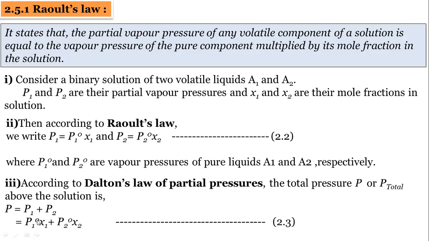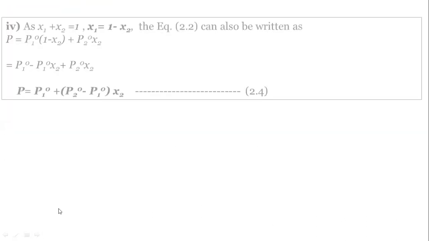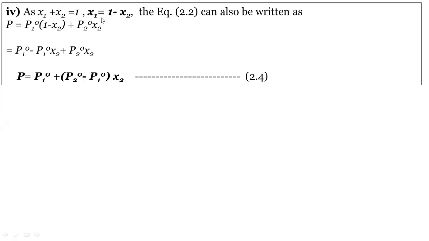Here in this equation, we are going to put this value: P naught 1 x1 plus P naught 2 x2. So 1 minus x2, we are putting the value of x1 in this equation. So P naught 1 in bracket, this value is put here, 1 minus x2, so P naught 2 into x2. P naught 2, we are not making any change, P naught 2 into x2.